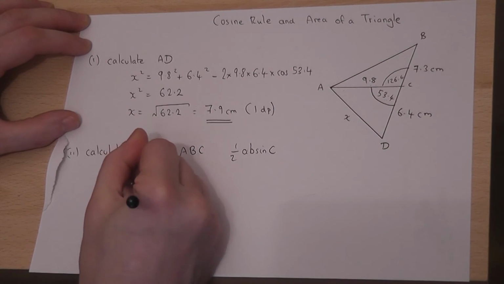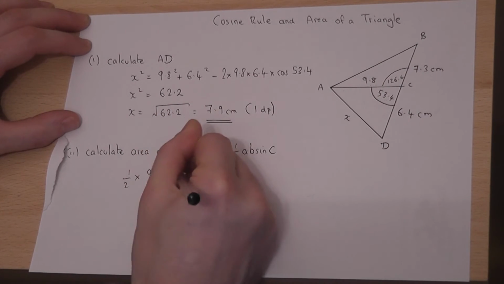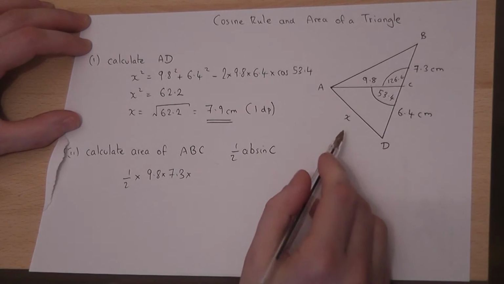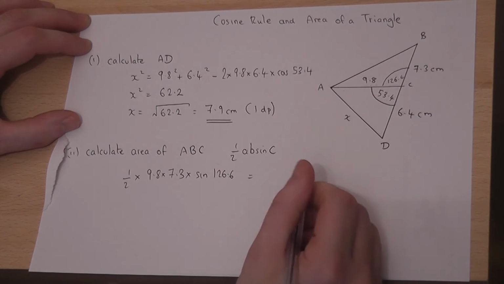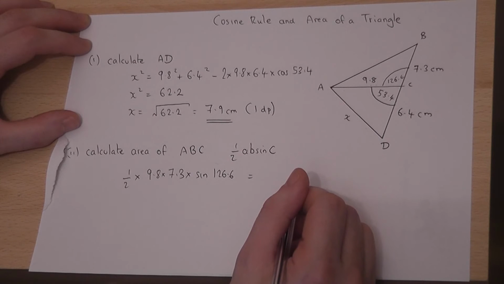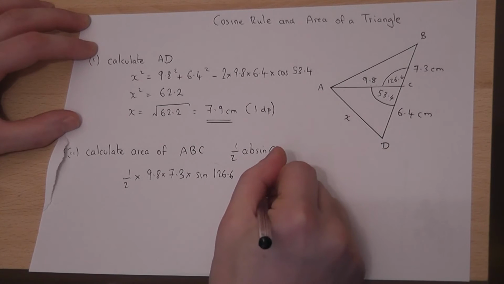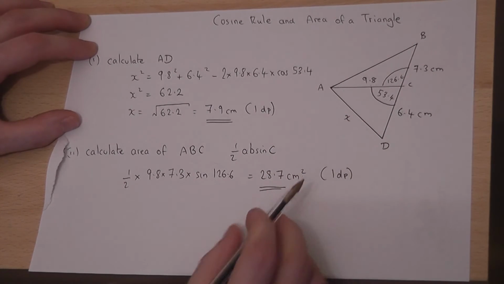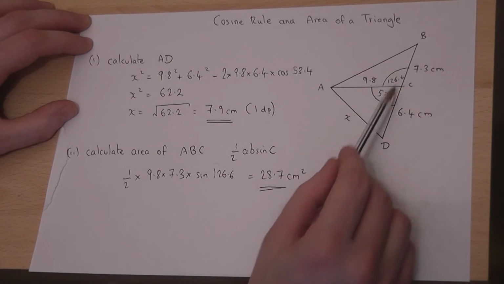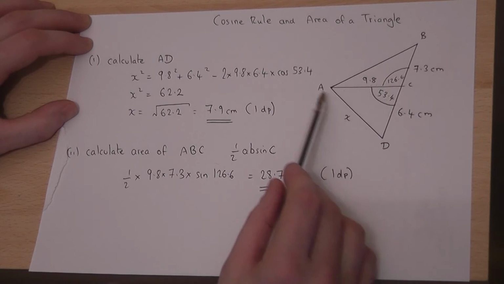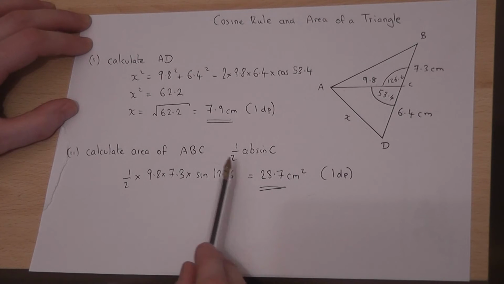I now just use a half. a and b are just those two sides in any order, so I'll do 9.8 times 7.3, and then times by sine of the angle, which is 126.6. Put that into the calculator and we get the answer 28.7 centimetres squared to 1 dp. Just one comment to make on an A-level paper: these are given in degrees, so make sure that you use your calculator in degree mode. On some exam papers they can also be radians, and the distinction is quite important.